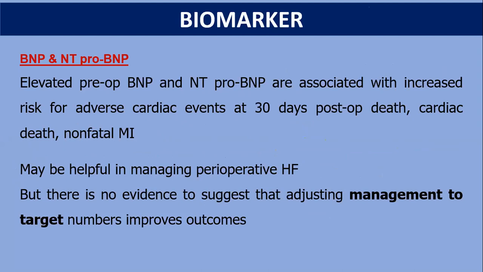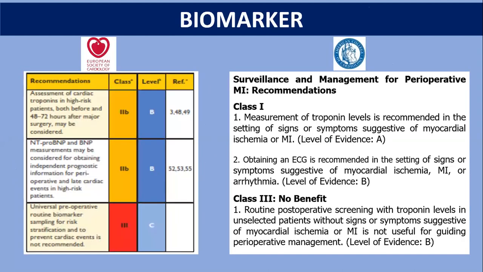NT-proBNP, pro-BNP: for those patients who have incipient heart failure or previously diagnosed heart failure, you can do it. But management to target the numbers does not improve the outcome. You see the recommendations made by both societies of cardiology; on the left side you see the European Society's recommendation: assessment of cardiac troponins in high-risk patients, both before and 48 to 72 hours after major surgery, may be considered. It is a 2B indication. NT-proBNP is also like that, a 2B indication.